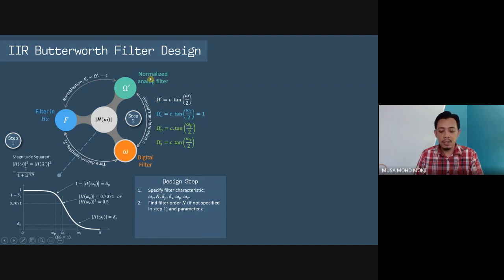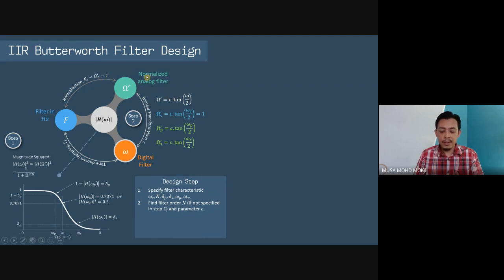Because when we put it as a normalized analog filter, we know the cutoff frequencies. If you look at the difference between this one and this one, this is a general angular frequency, but this is very specific. This is the angular frequency at the cutoff frequency. So this is the cutoff frequency in terms of angular frequency.